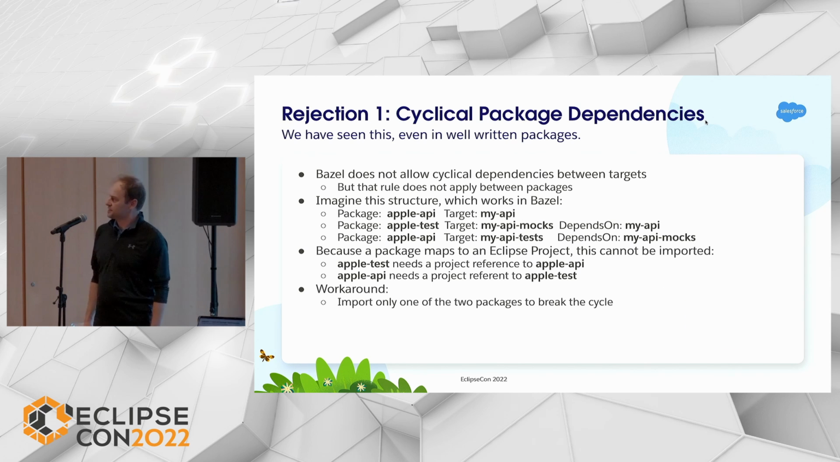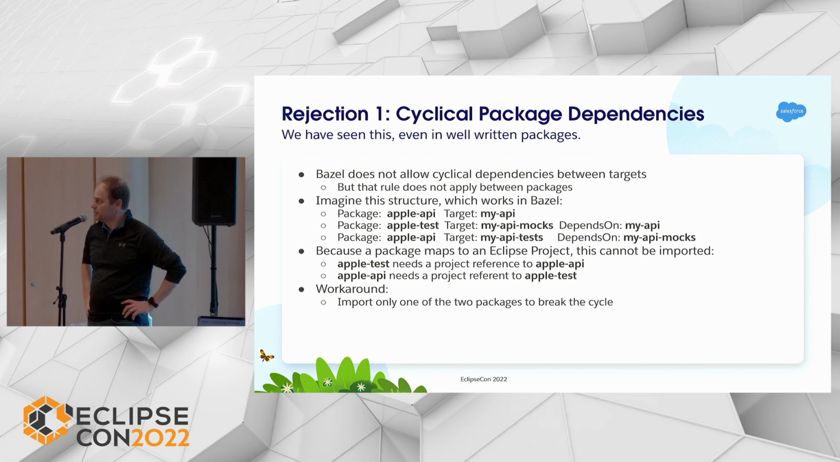And then we started rejecting some things. Like one of the things that Bazel enforces is there's no cyclical dependencies between targets. So if you have a target here that depends on a target over here, this target can't depend back on that target, which makes sense. So two Java libraries can't depend on each other. And that works with Eclipse.